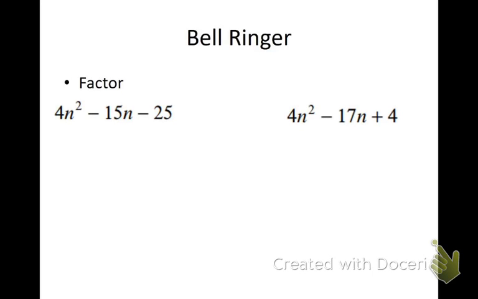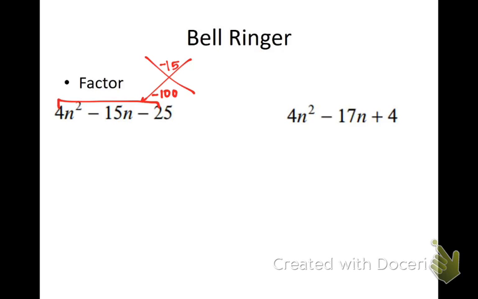Is there a number that we can divide out of the first problem? No. So we're going to set up our x. What goes in the top of the x? Negative 15. And in the bottom? Because 4 times negative 25. Good. So what are factors of negative 20?